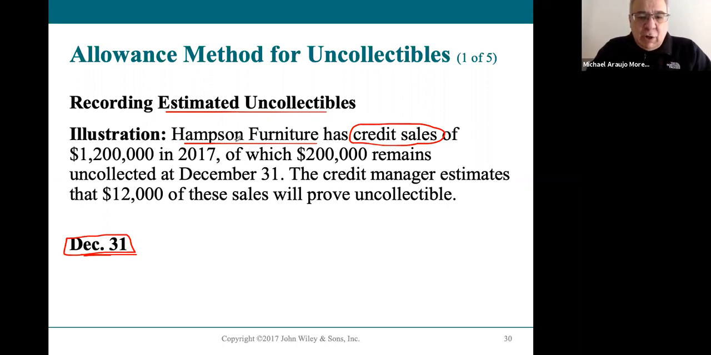All right. So Hampton Furniture sold $1.2 million worth of furniture, I'm assuming, on account. That's what that means. In the entire year 2017. However, 200,000 of that 1.2 million is still uncollected, which means that $200,000 is still in accounts receivable. So that's how to read this, very important.